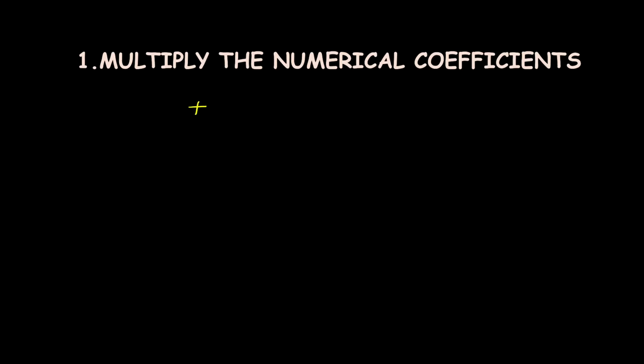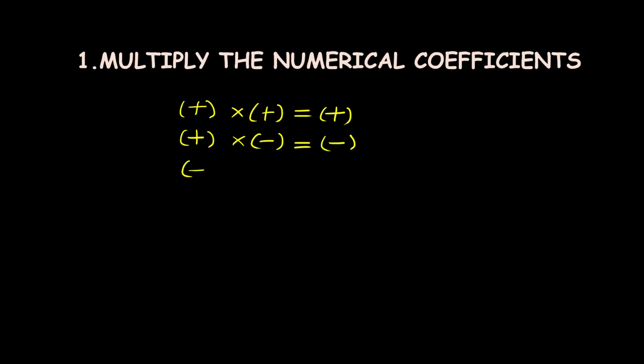If we are multiplying positive and positive, then the product must be positive. When we are multiplying positive and negative, the product is negative. When negative and positive, the product is negative. When negative and negative are multiplied, the product is positive.